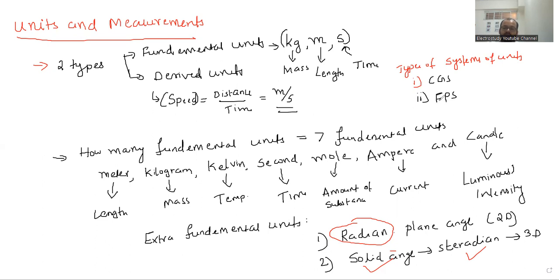Second one is called the FPS system. What is the elaboration? Foot, pound, second. Another one is called MKS. MKS: meter, kilogram, seconds. The fourth one is called the SI unit.